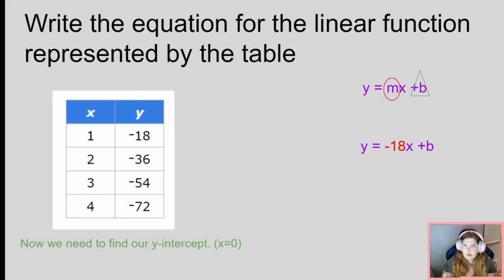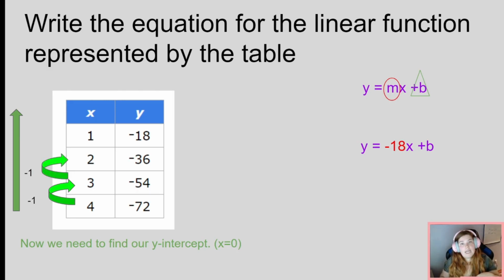Hopefully we all know that 0 comes before 1. So I'm going to work my way from the bottom up because I want to go from 4 all the way up to 0. So I start at the bottom and I work my way up. My goal is to get when x is 0. So I'm going to start with my x side so I don't do too much work. From 4 to 3, I subtract 1. From 3 to 2, I subtract 1. From 2 to 1, I subtract 1. And from 1 to the next thing, I subtract 1.